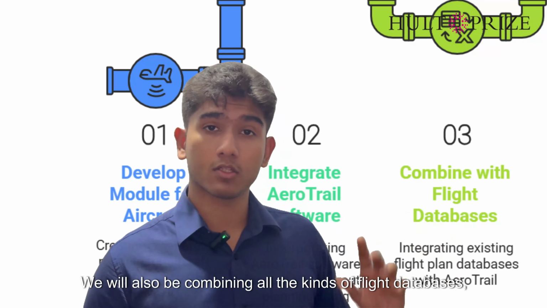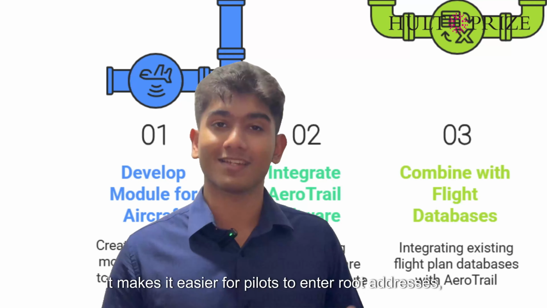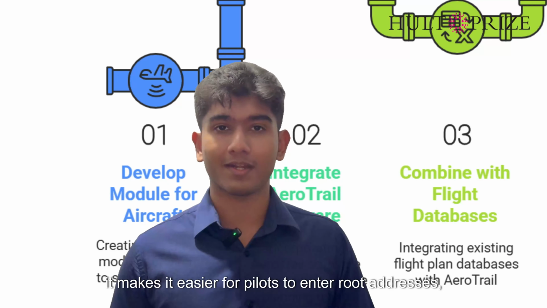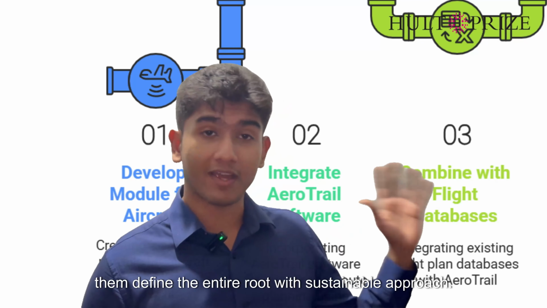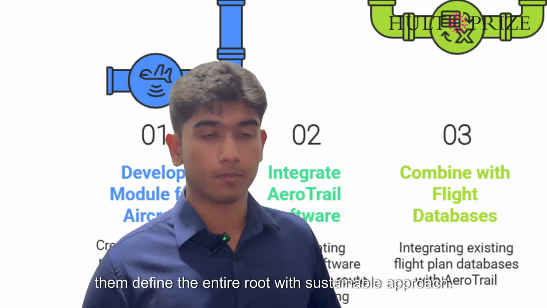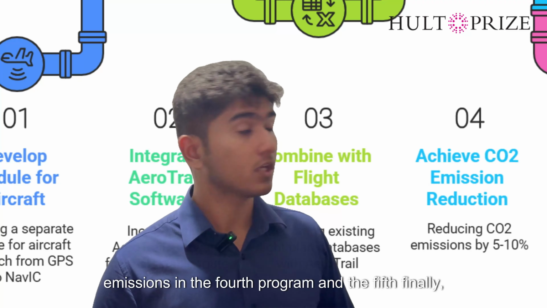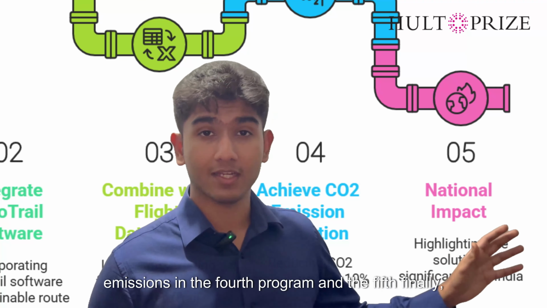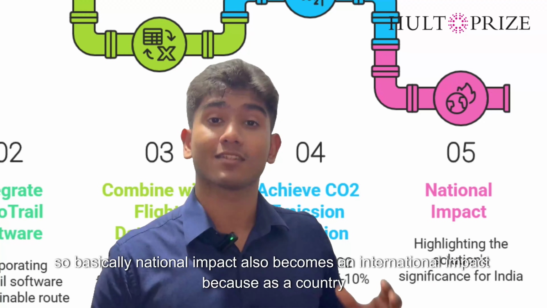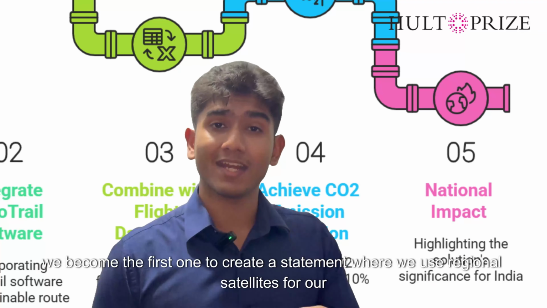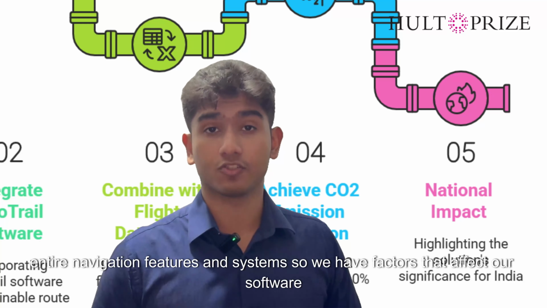We'll also be combining all the kinds of flight databases, flight plan databases into the entire system. So it makes it easier for pilots to enter route addresses, enter their heading courses, and that will help them define the entire route with a sustainable approach. So we will be reducing 5 to 10% of overall CO2 emissions in the fourth program, and the fifth finally. So basically our national impact also becomes an international impact, because as a country we become the first one to create a statement where we use regional satellites for our entire navigation features and systems.